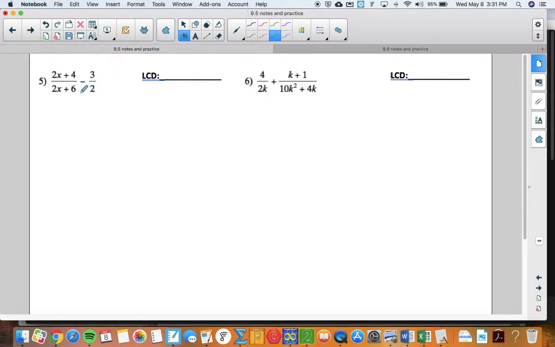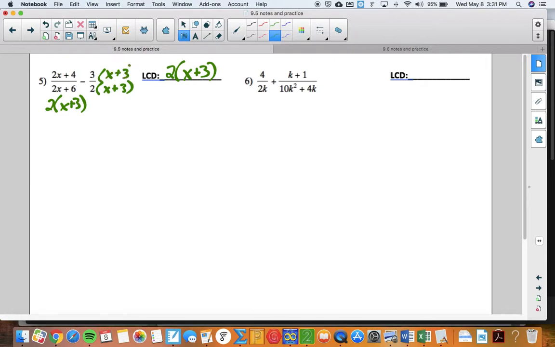Alrighty. So here, on the bottom, I could factor out a 2, and I would be left with x plus 3. So it's really 2 times the quantity x plus 3. So the best common denominator is going to be 2 times the quantity x plus 3, which now all I need to multiply the bottom by is x plus 3 instead of 2x plus 6.